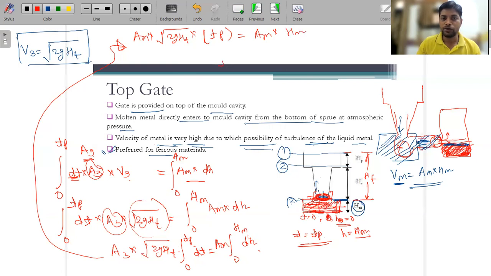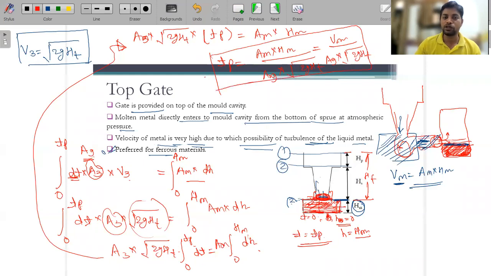From here you can calculate the value of TP, which will be equal to Am into hm upon, sorry, not Am, this is A3 or AG, the gate area, into root 2gHt. In other terms, Am into hm is equal to Vm, the volume of the mold, so TP is Vm upon AG into root 2gHt. This is the time calculation when we are considering the top gate.